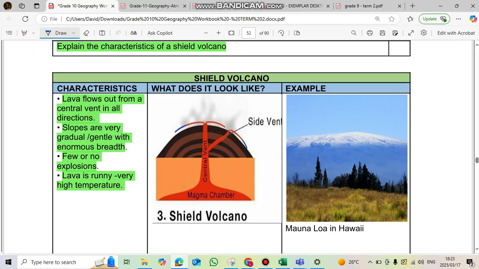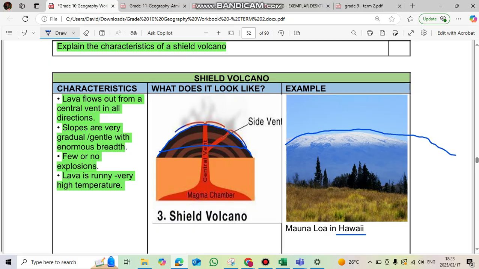Now, if we compare what it looks like to our cinder cone volcano, immediately what strikes me is the breadth of it. In other words, it is very wide across. And it also takes the shape of an upside down bowl. That is how you're going to identify it. If you look at Mauna Loa in Hawaii, you can clearly see that very distinctive upside down bowl shape.